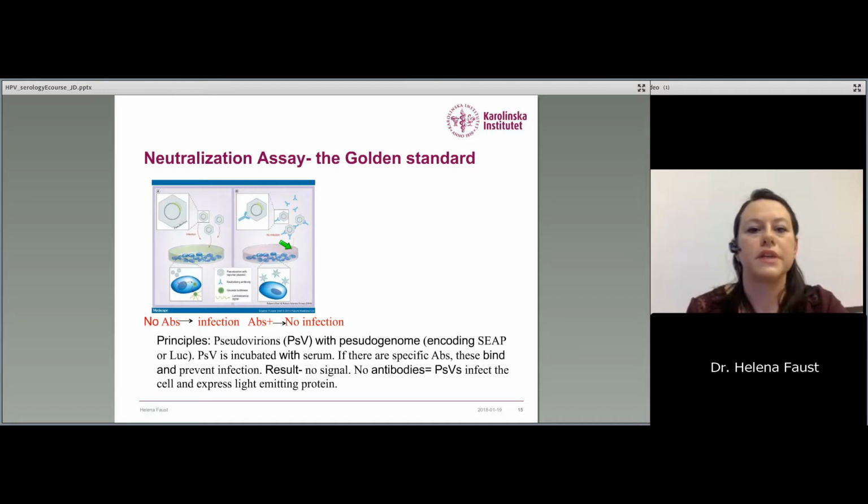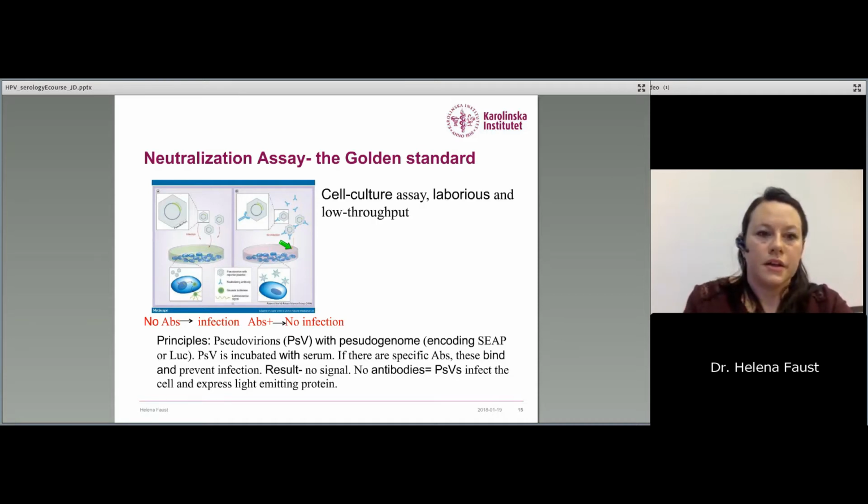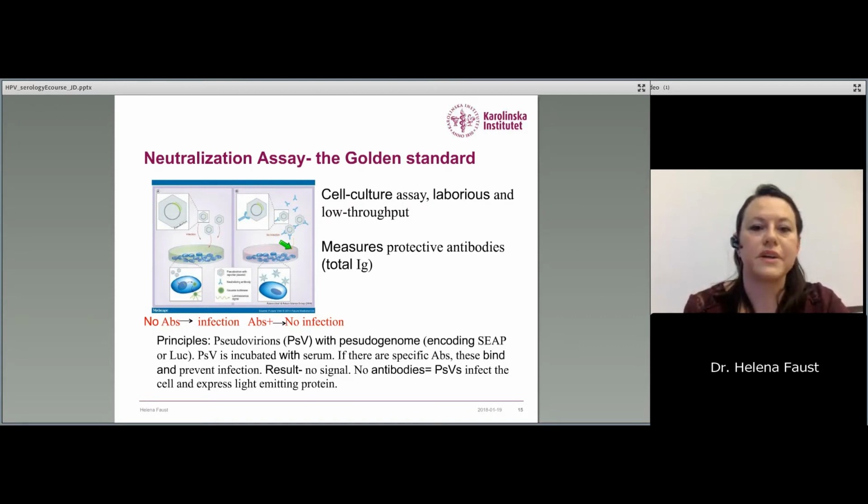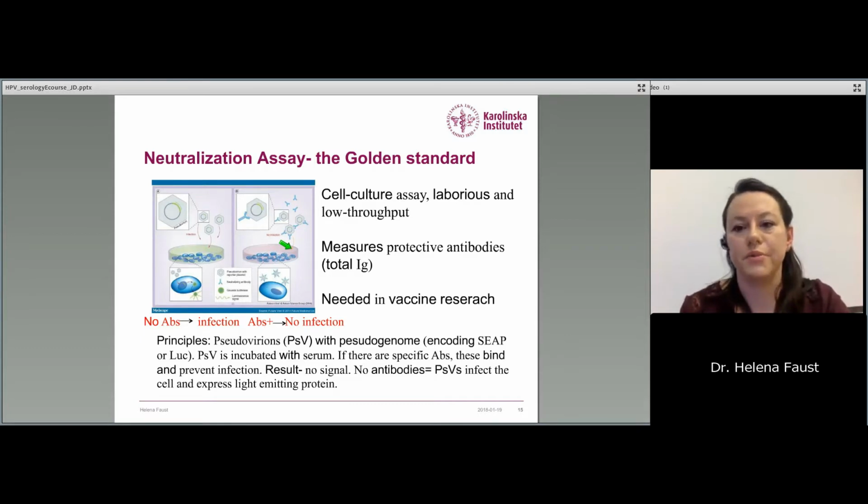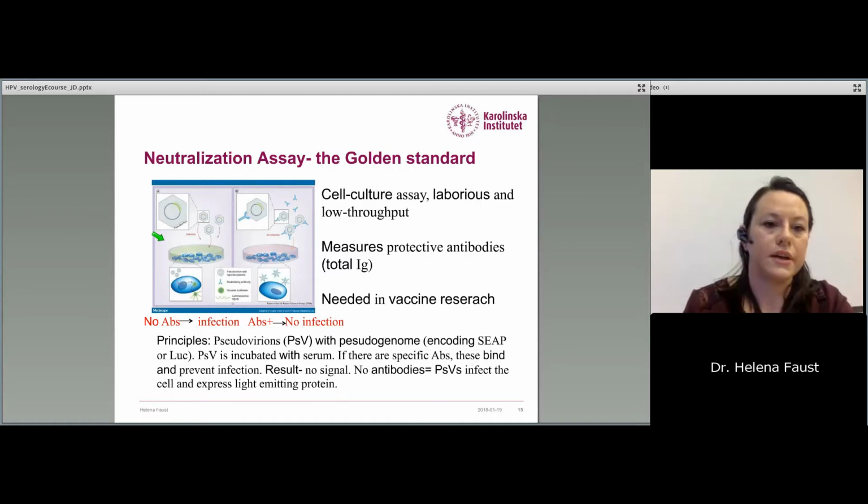So let's talk about the golden standard assay, the neutralization assay, first. This is a cell culture assay. It's rather laborious, low throughput, but very important as it measures protective antibodies. And this is important when we have vaccine studies. On the left panel here, it shows a situation where sera has no neutralizing antibodies. That means that those pseudovirions carrying a reporter can infect those cells, and a chemical signal can be measured afterwards. On the right panel here, there were antibodies. Antibodies were binding pseudovirions, so the virions were blocked and couldn't infect those cells, meaning there was no signal.